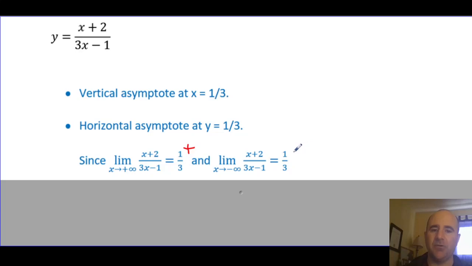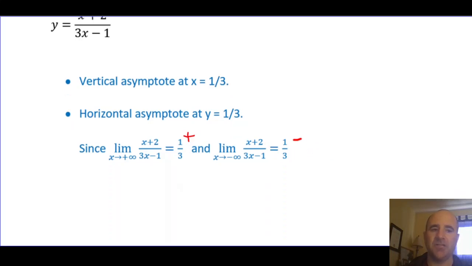It's the other way around when you talk about the negative values. Okay, it'd be from below, because now it would be something like, if I use x equals -100, I have -98 divided by -301, which is going to be slightly smaller than 1/3.